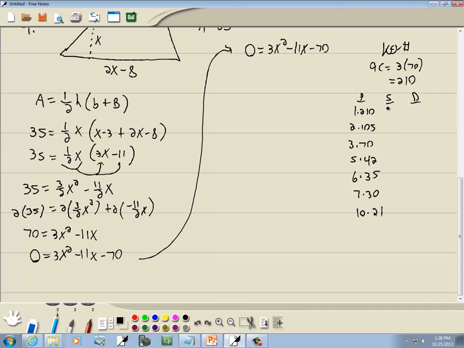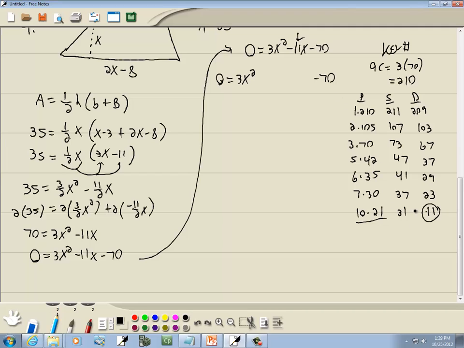If I go ahead and add those, 211, 107, 73, 47, 41, 37, 31, subtract them, 209, 103, 67, 37, 29, 23, and 11. Number we're looking for is 11, which is right here. That's why I knew I had my part I needed for my problem. Maybe. Sometimes it doesn't work. Sometimes you have 11 here and you have 11 in this column. Well, it'll be obvious once we go through whether it works.